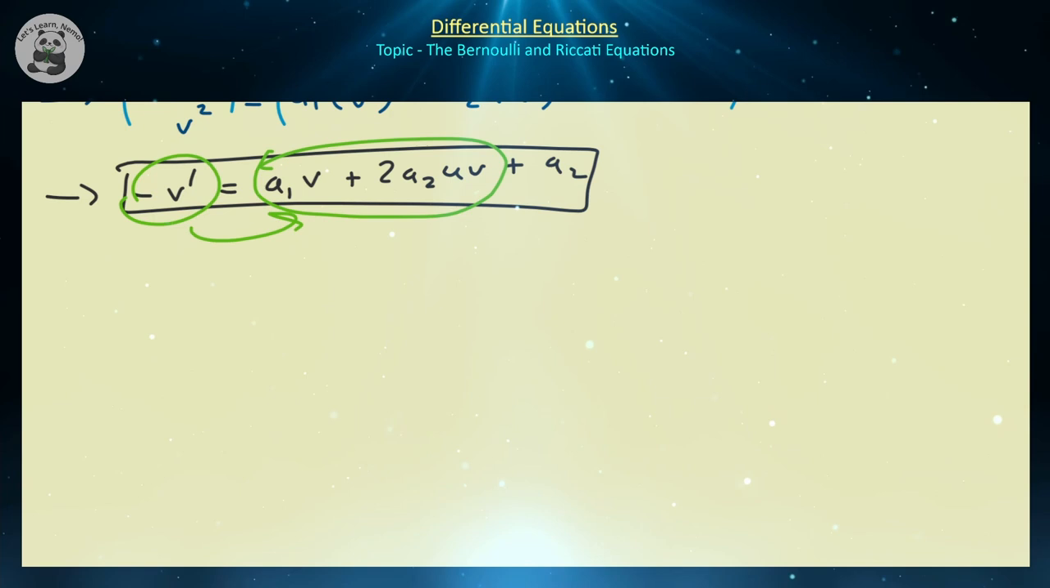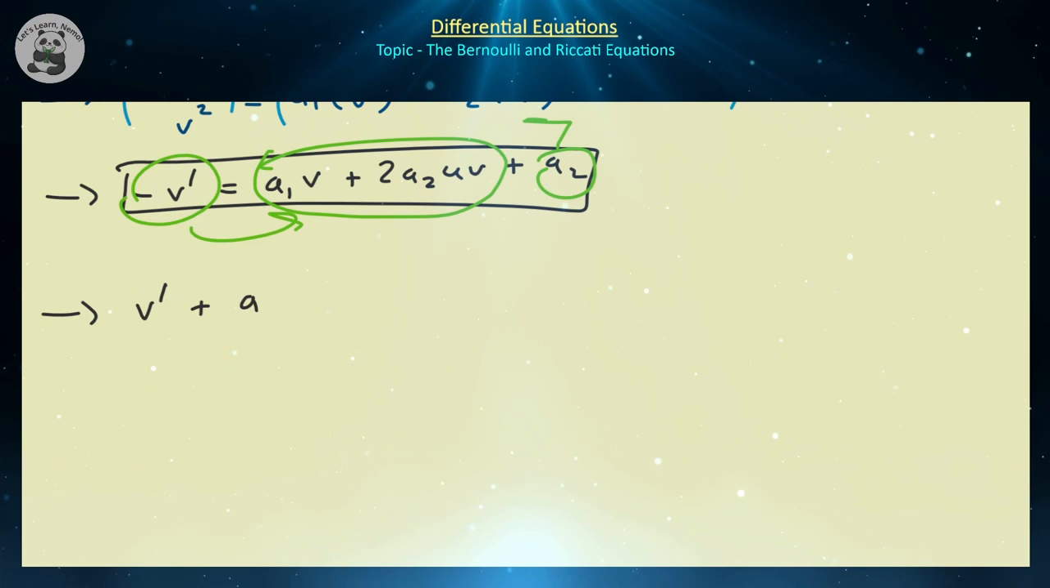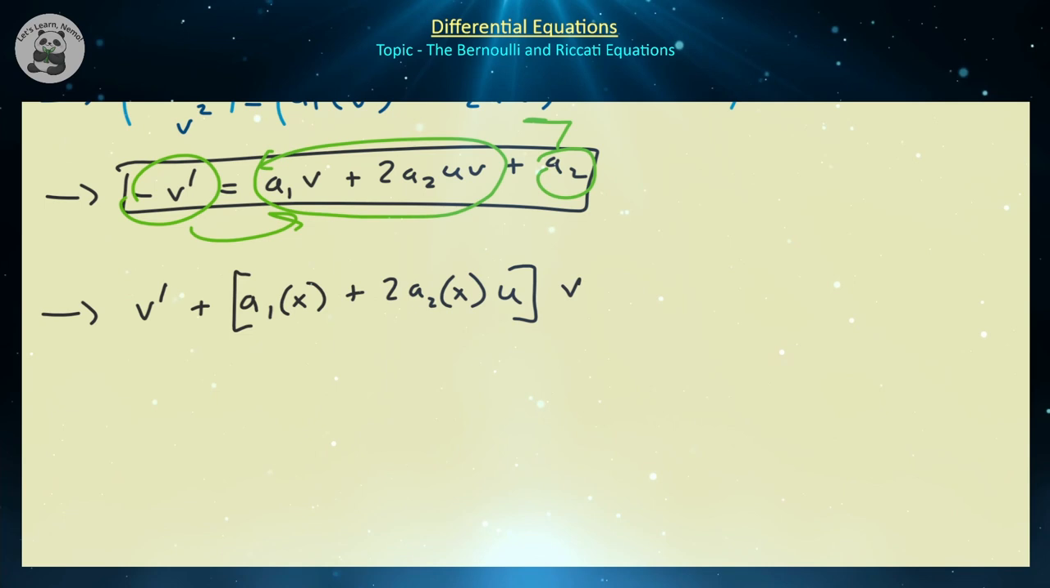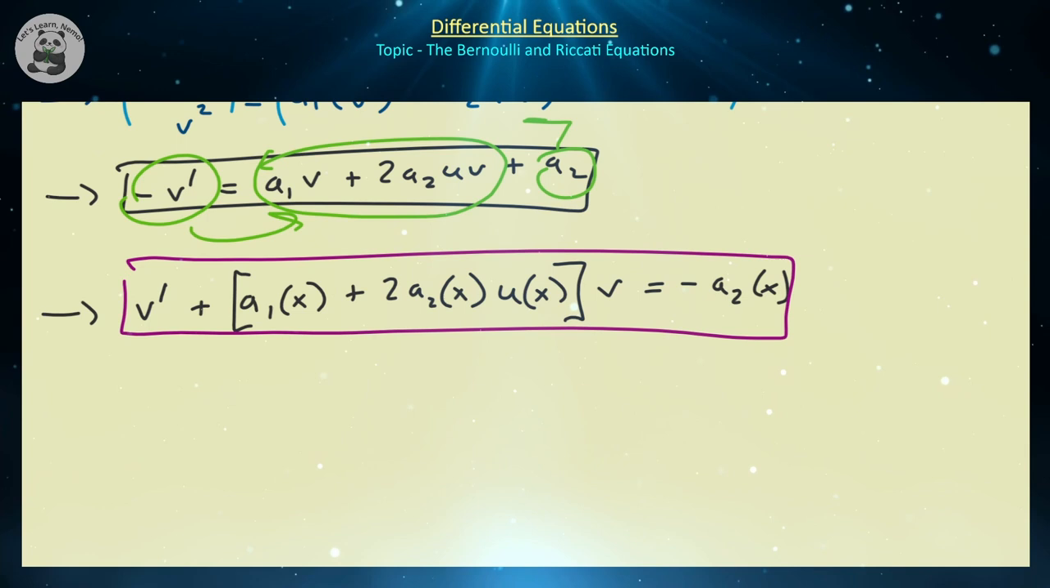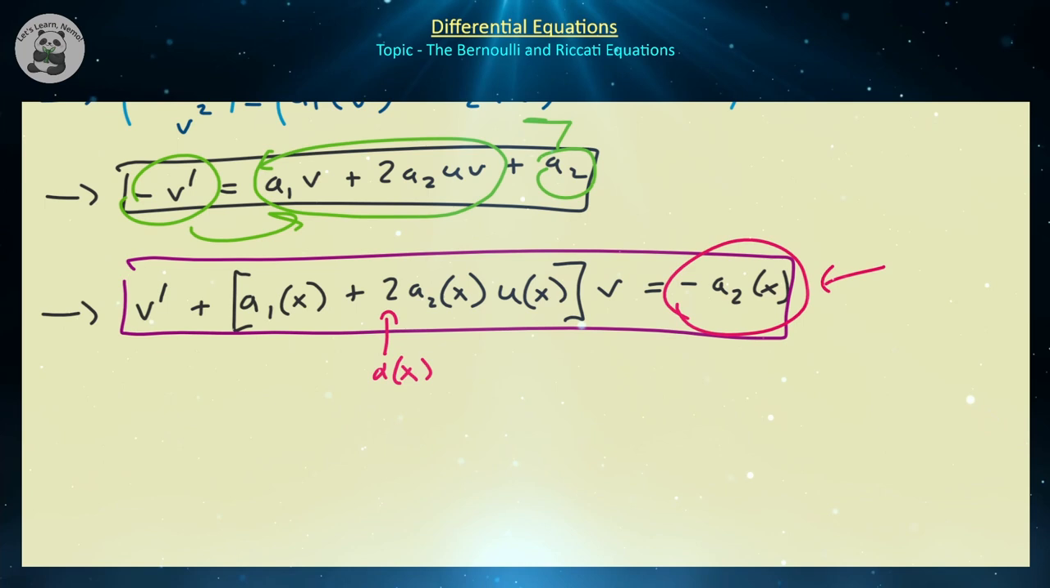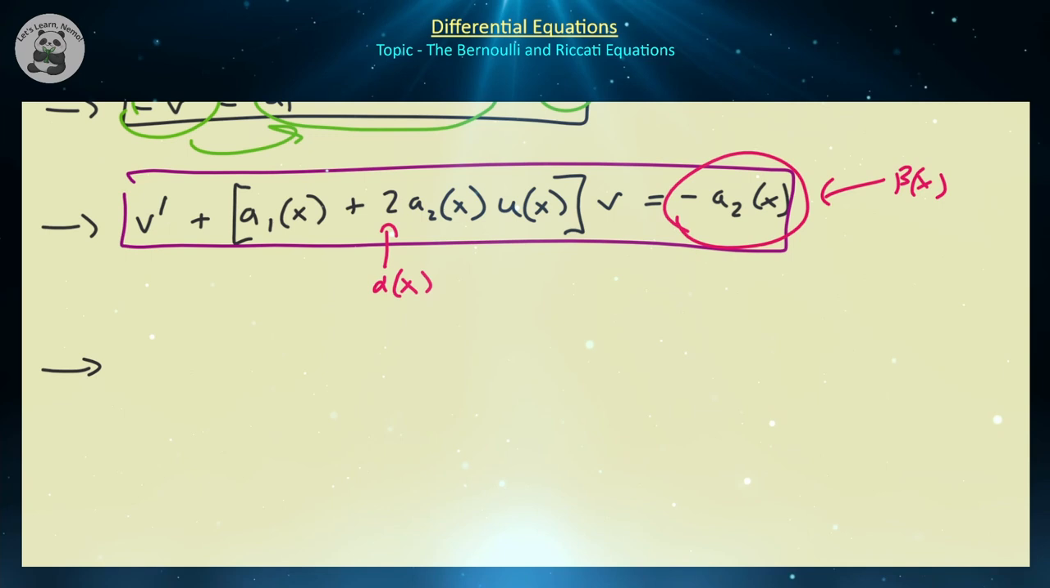So on the positive v prime side, we're going to have v prime plus a1x, let's switch back into x form, plus 2a2x u times v. And actually, let's write u as u of x, because keep in mind, u we know. And then this is going to be equal to minus a2x. And what exactly do we have here? I'm going to call this bracketed term alpha of x, and I'm going to call this term over here beta of x.